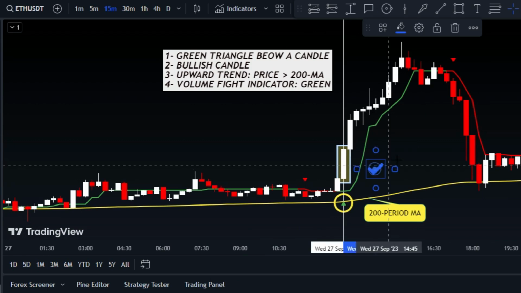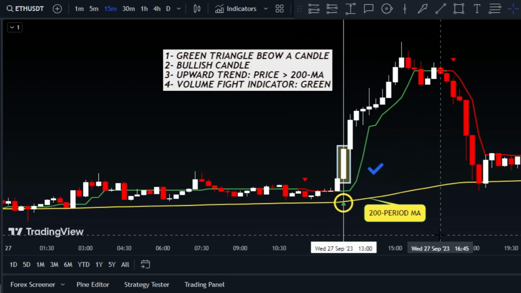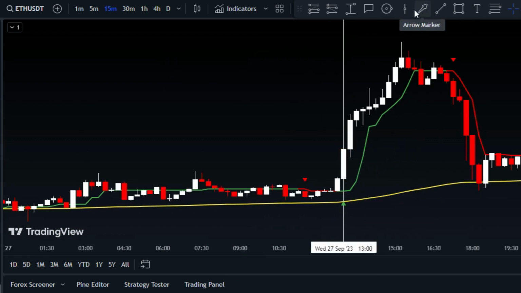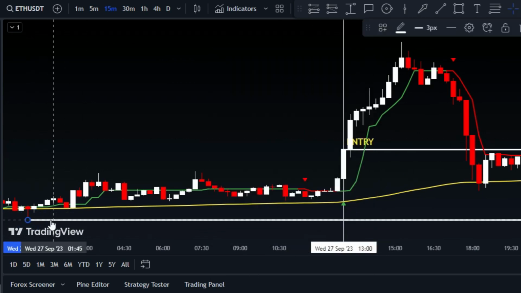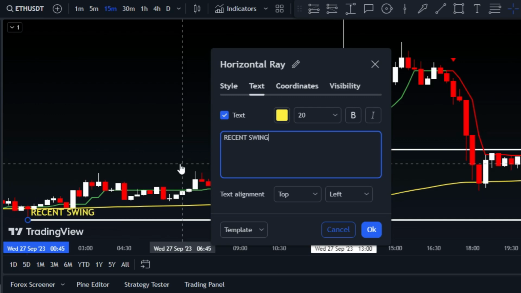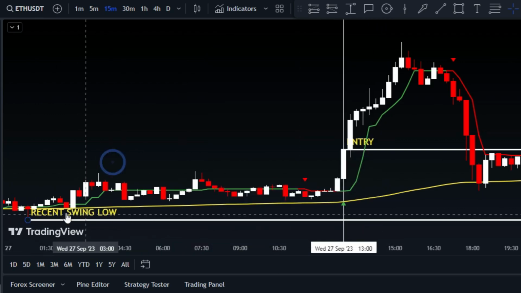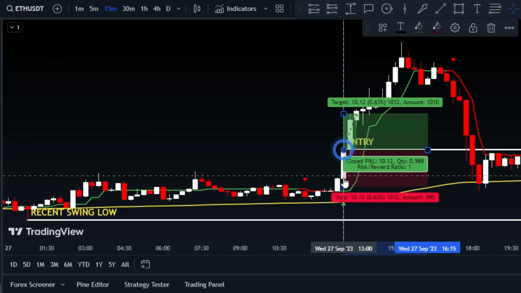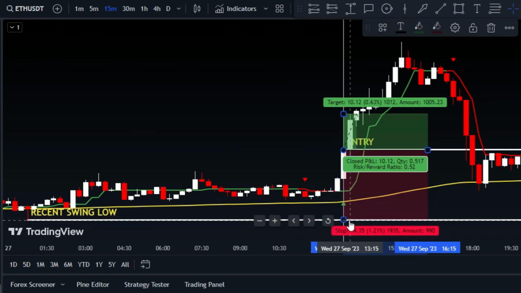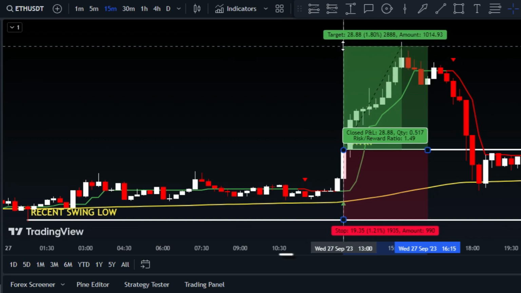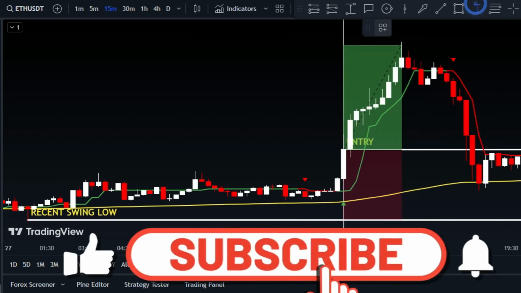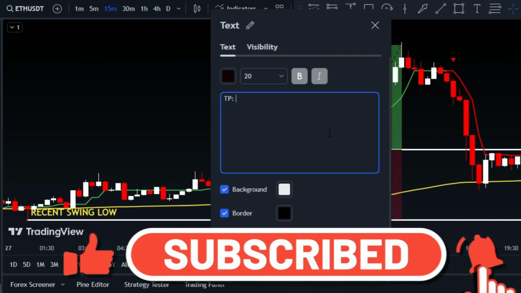Once all these conditions are met, you're all set to enter a long trade. And when it comes to setting your stop loss, consider using the recent swing of the market. And for exiting a trade in profit, target at least a 1 to 1.5 risk to reward ratio for your initial target.